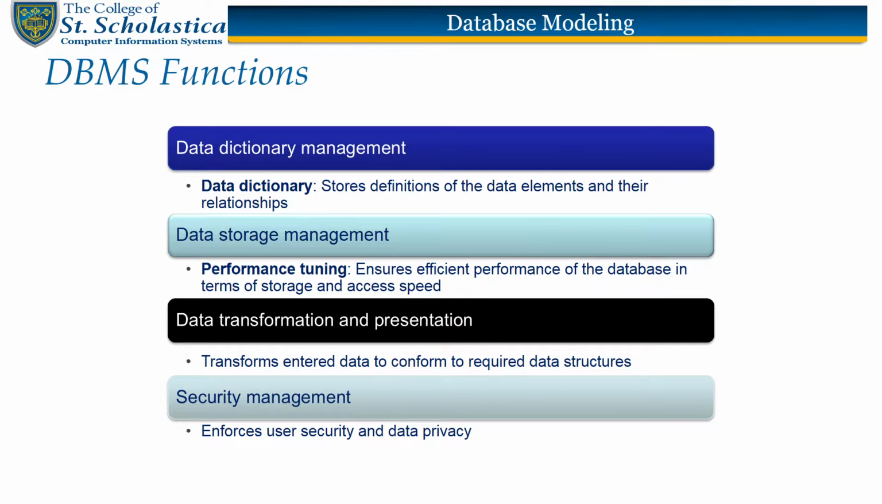A DBMS performs several important functions that guarantee the integrity and consistency of the data in the database. Most of those functions are transparent to end users, and most can be achieved only through the use of a DBMS. They include data dictionary management, which stores definitions of data elements and their relationships. Data storage management ensures efficient performance of the database in terms of storage and access speed through performance tuning. Data transformation and presentation transforms entered data to conform to required data structures, and security management enforces user security and data privacy.